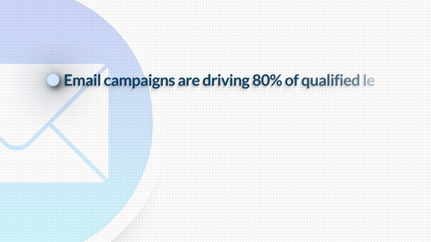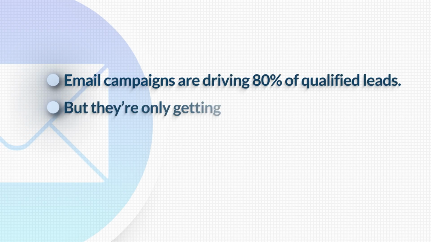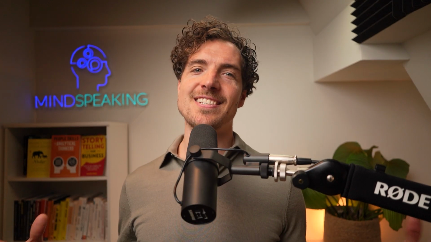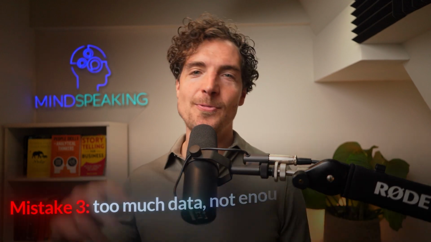Try saying this instead. Email campaigns are driving 80% of qualified leads, but they're only getting 18% of the budget. I would recommend shifting more budget their way. Now you're not just reporting, you're guiding the decision. Because if your audience needs to play detective to find the main point, then you've already lost them. So don't make them search, make it obvious. That's how you avoid mistake number 3.